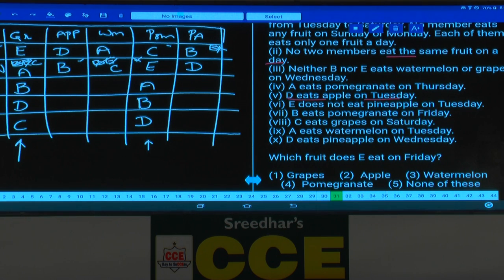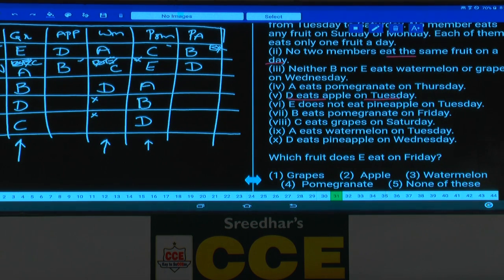Then coming to this watermelon. Now in this watermelon, A and C are there. Then now we should discuss B and D. Now tell me whether D can be at this place. I'm talking about D for daily. D cannot eat watermelon on Saturday because D is already eating pomegranate on Saturday. Then can D eat watermelon on Friday? No. Why? Because D is already eating grapes on Friday, hence D cannot be in these two places.